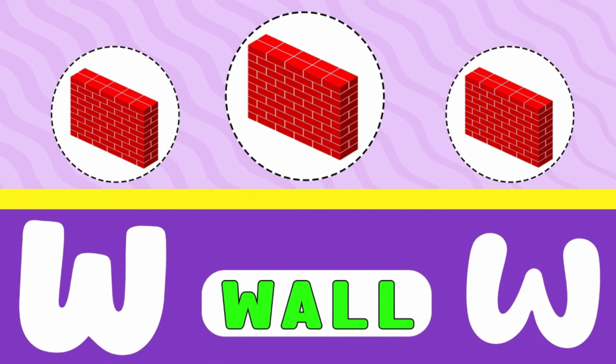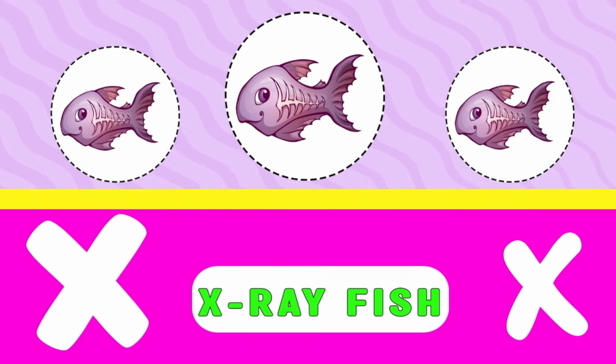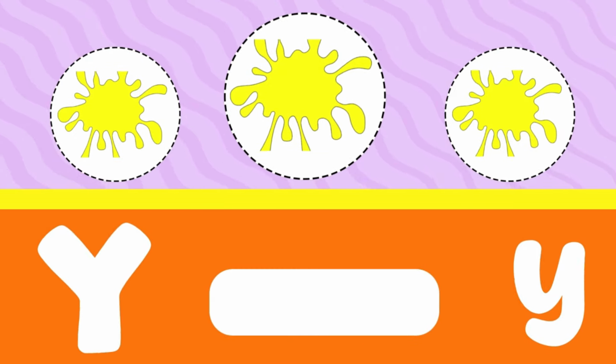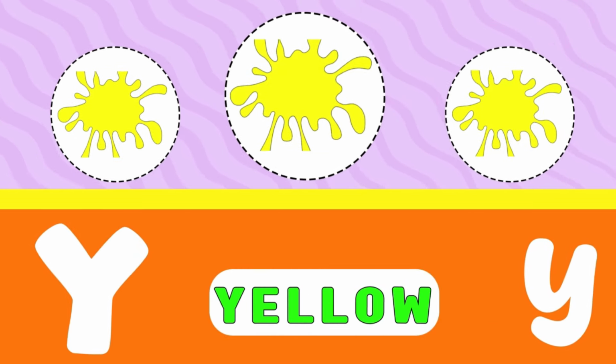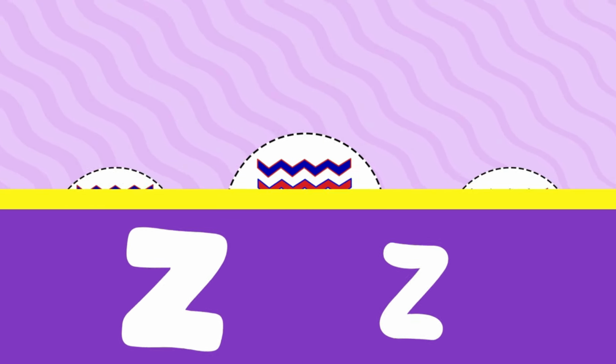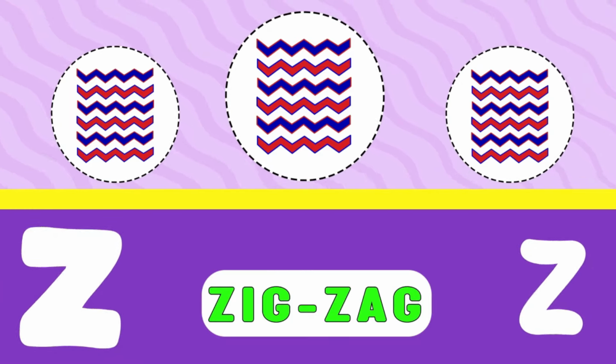W for ball. X for extra fish. Y for yellow. Z for zigzag.